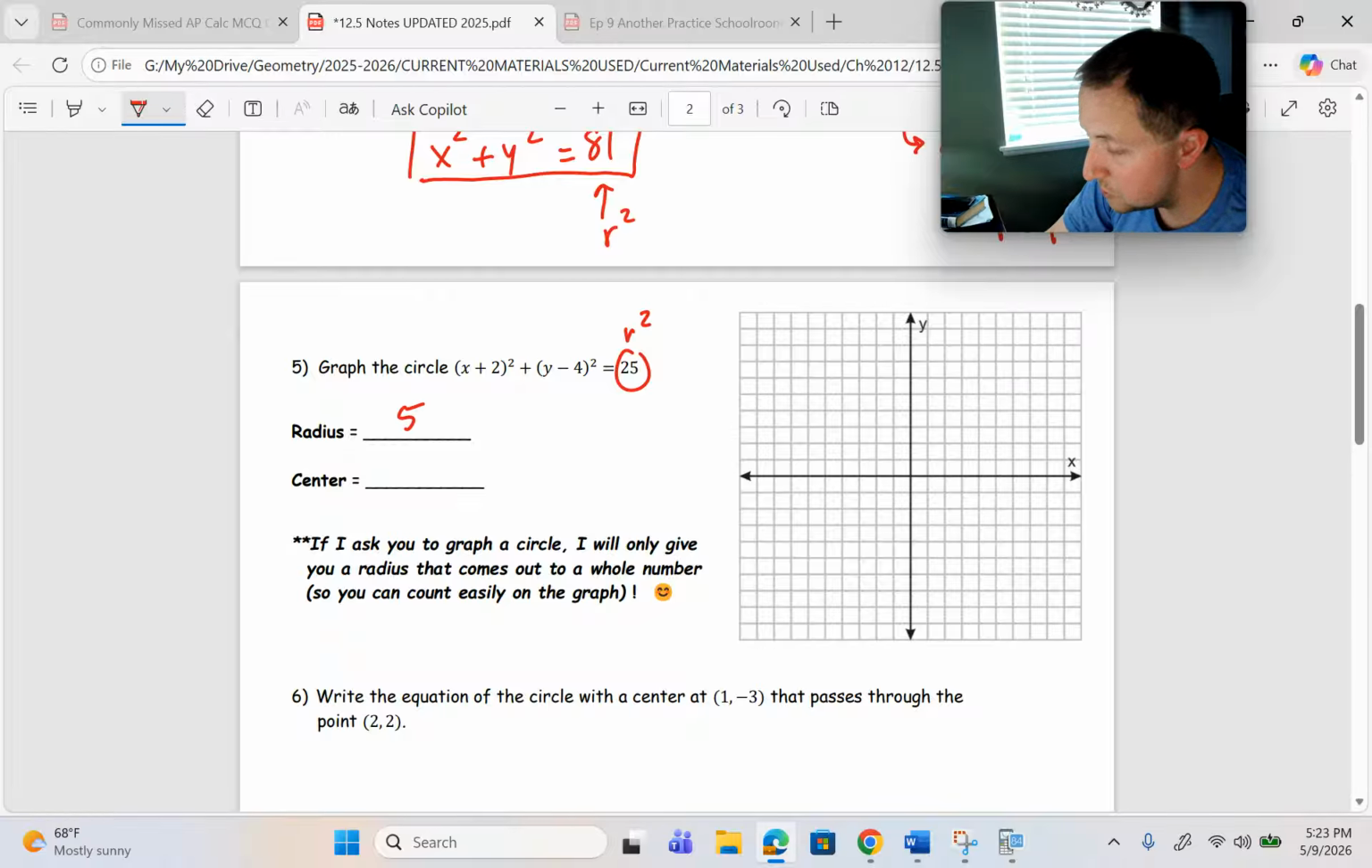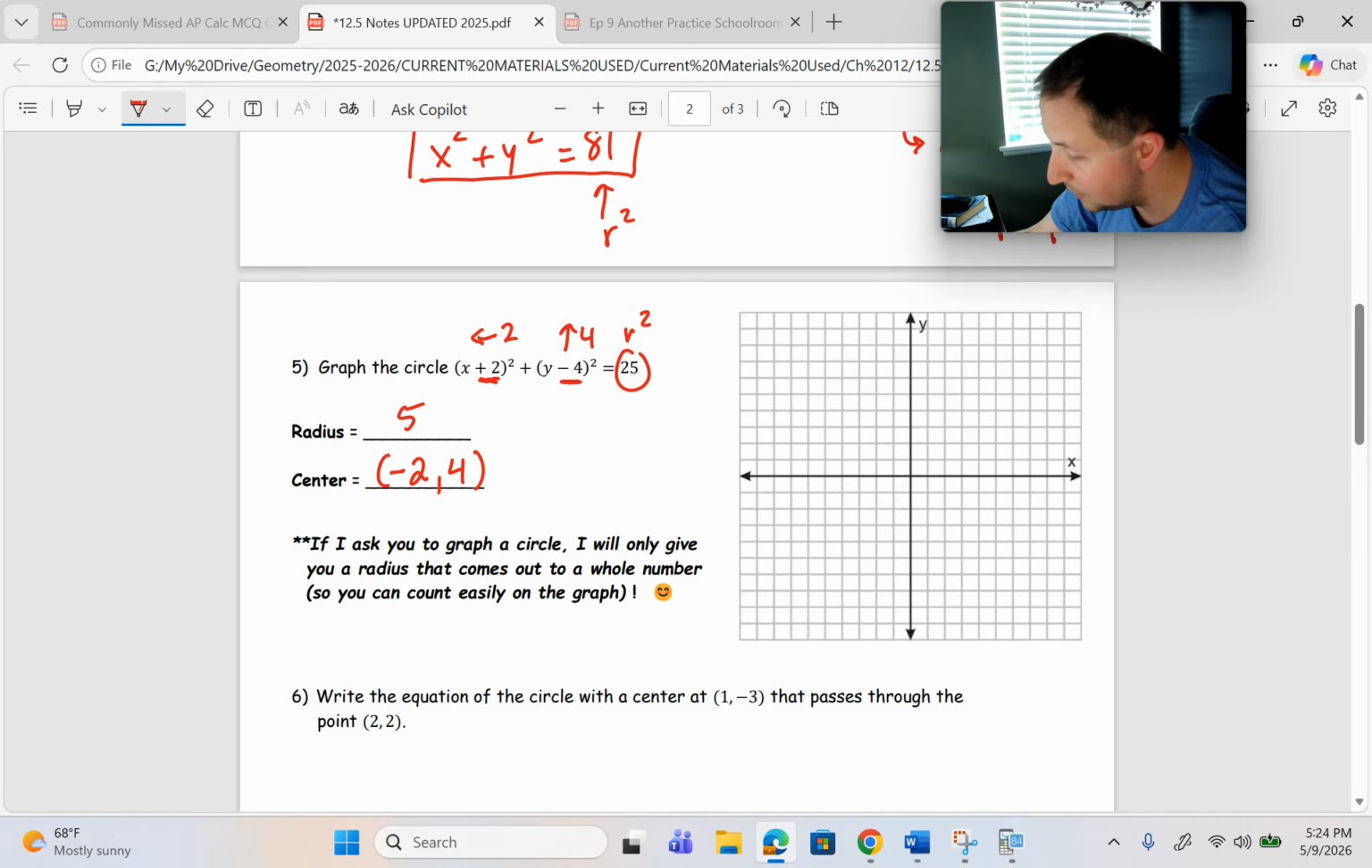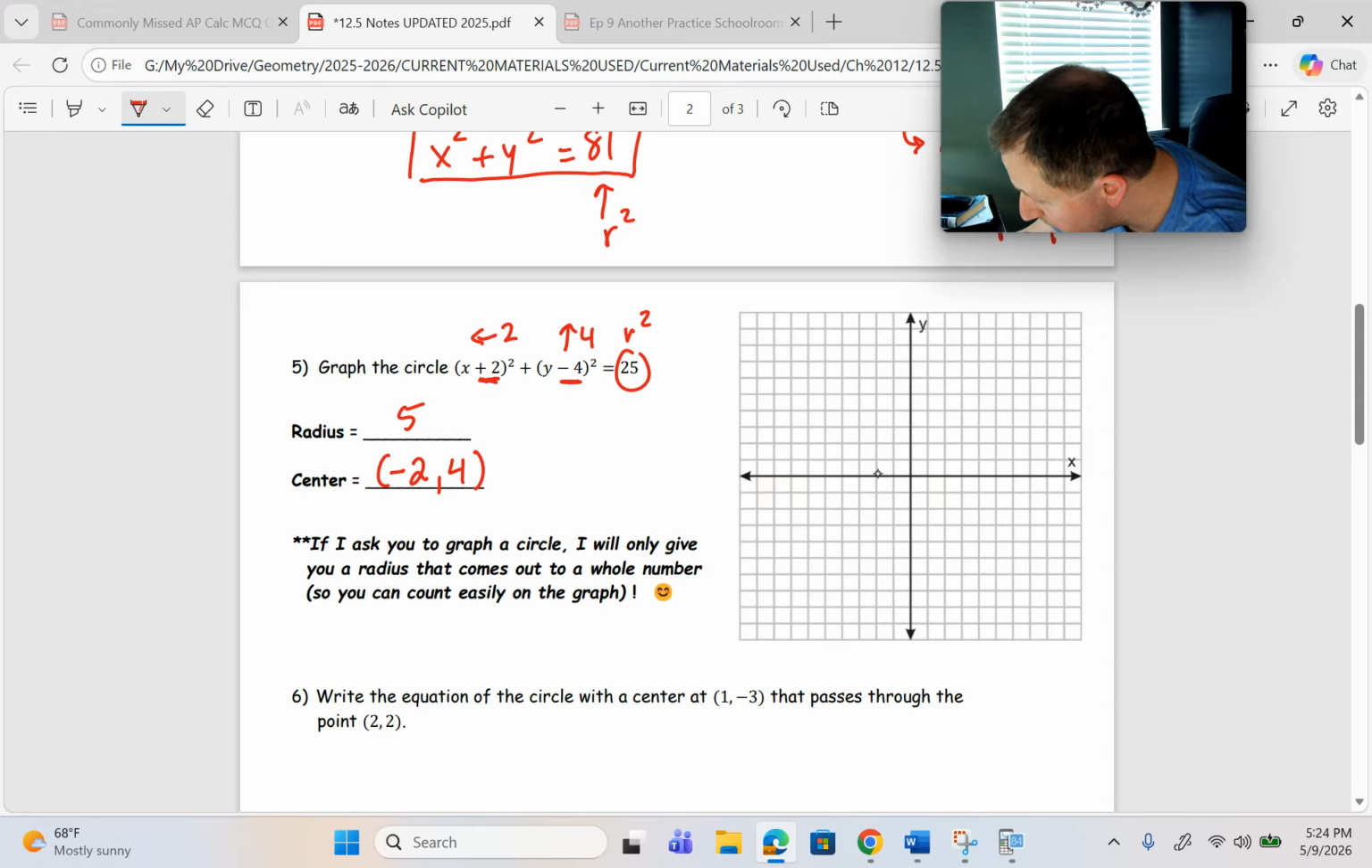And the center of the circle, next to x, I see plus 2. Remember, that really means it's moving left 2. So the x-coordinate of the center would be negative 2. And I see minus 4 next to y. So it's going to go up 4, opposite of what we would expect. So it's going to go negative 2, positive 4. I'm going to plot that on the graph. So remember, that's going left 2 units from the origin. And then it's going up 1, 2, 3, and 4. So there's my center plotted in quadrant 2.